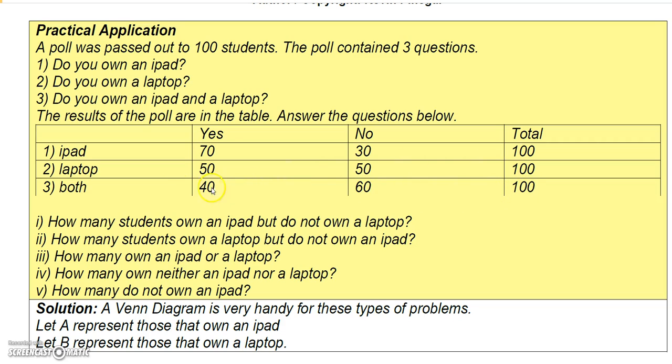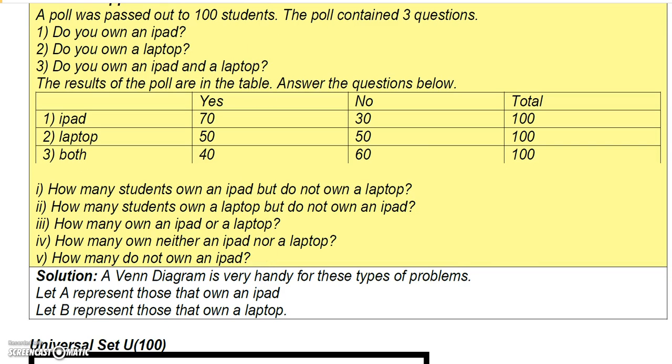So now from this information we can answer other questions like, how many students own an iPad but do not own a laptop? How many students own a laptop but do not own an iPad? How many own an iPad or a laptop? That's the union. And how many own neither an iPad nor a laptop? And then how many do not own an iPad?